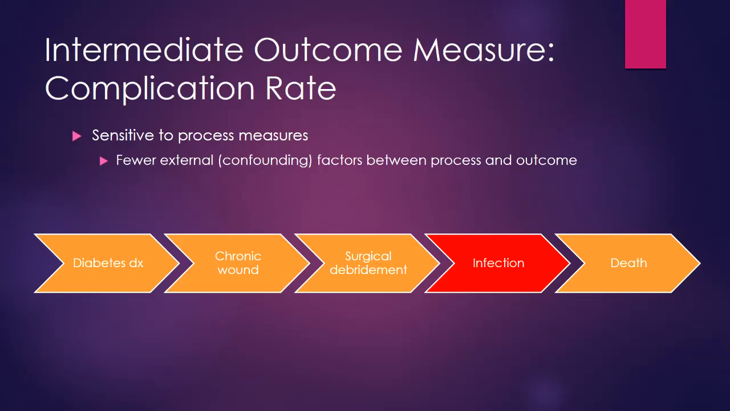So this might be something that you're looking at as a quality measure, complication after surgery. So infection after surgical debridement of a chronic diabetes-related wound. And that infection complication rate would be your intermediate outcome in this process. And then death would be the terminal outcome measure. So if you were interested in evaluating the quality of wound care and you wanted to look at outcome measures, looking at infection rates after surgical debridement would be one aspect to look at. And that would be subject to potentially fewer confounding factors between the process and the outcome.